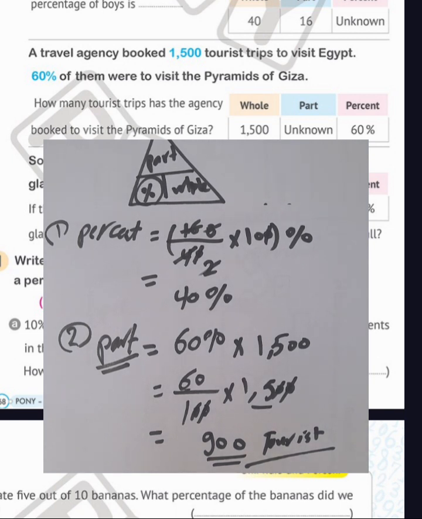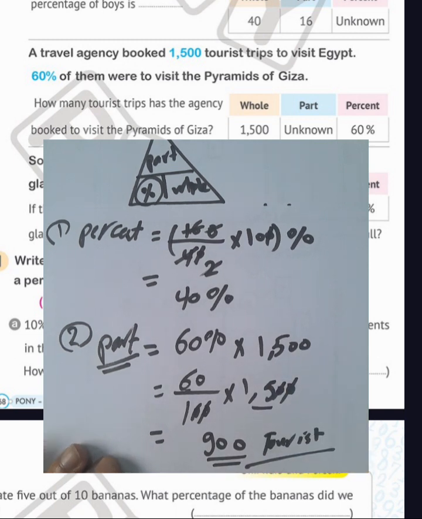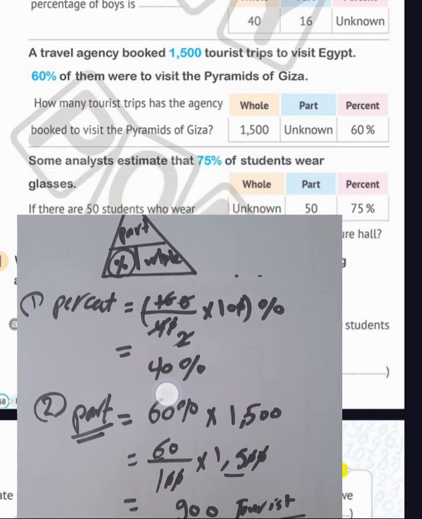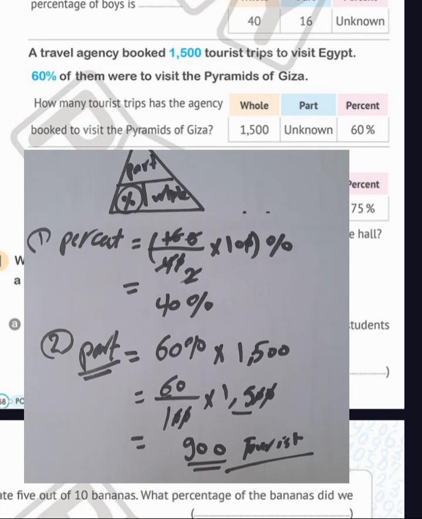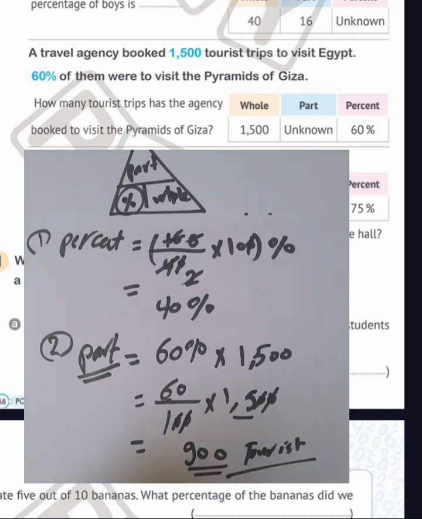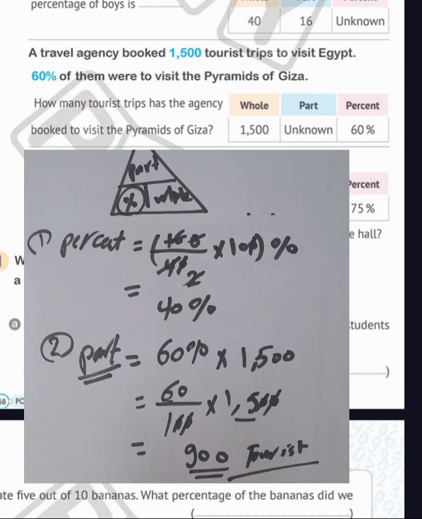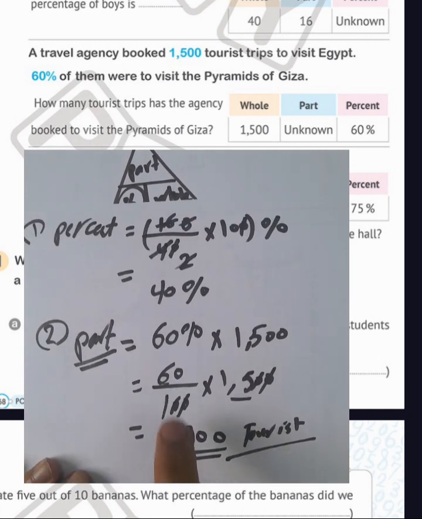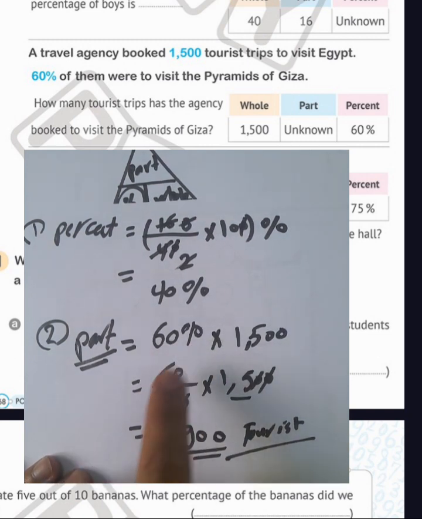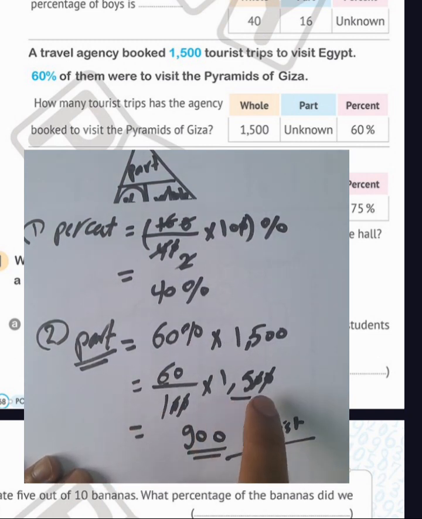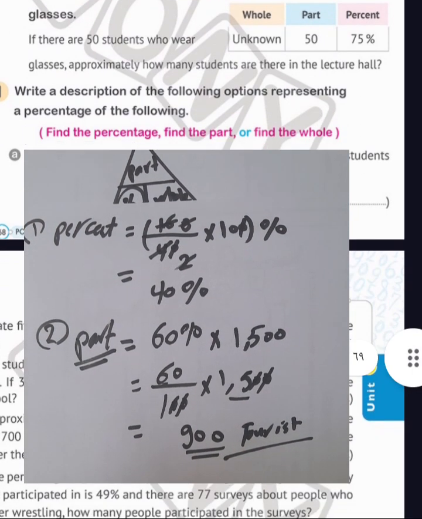Again, question number 2. The travel agency booked trips; the total number was 1,500, and 60% of them were to visit the pyramid of Giza. Then we can find the number of tourists by multiplying the total number by the percent: 60 over 100 times 1,500 gives 900 tourists. And what about this question?